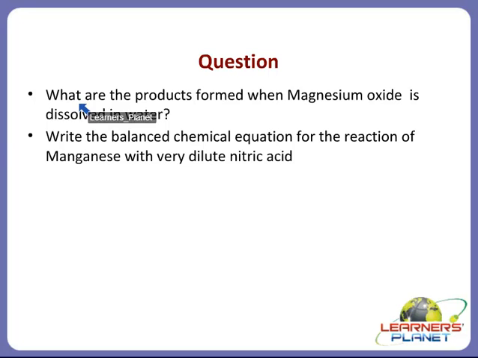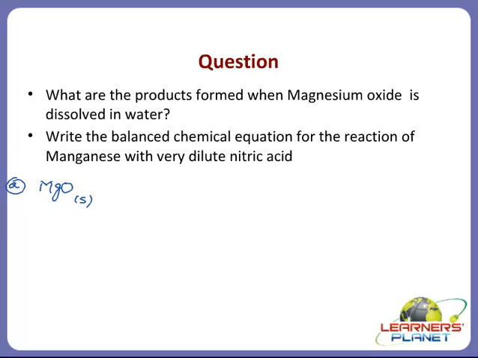What are the products formed when magnesium oxide is dissolved in water? Tell me what happens when oxides are dissolved in water. What is the product formed? It should be a hydroxide and what? And hydrogen gas should be evolved. So, oxides dissolve in water forming their respective hydroxides.